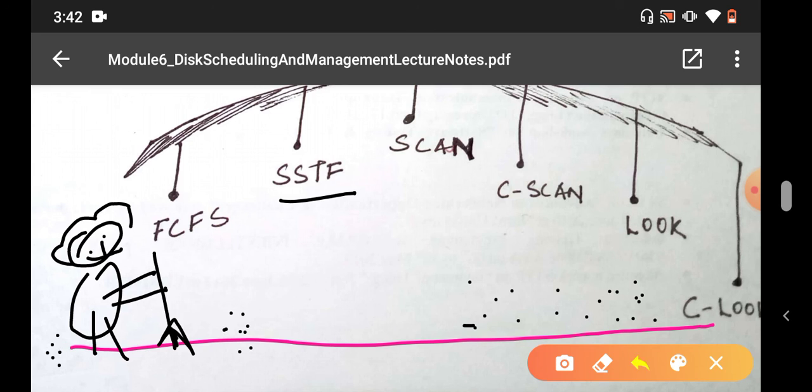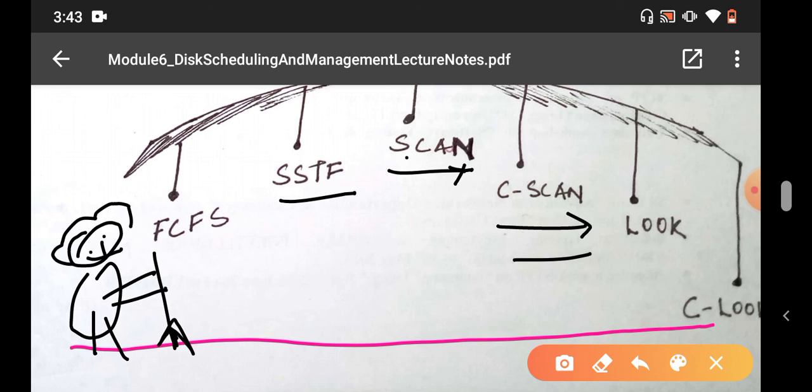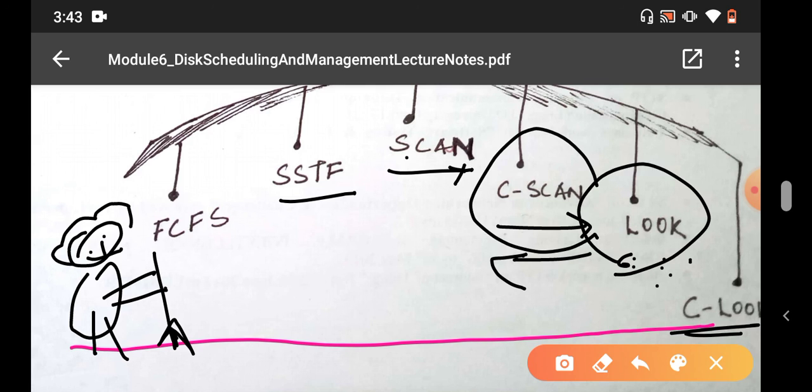Okay. Then there is the scan algorithm. Scan is an elevator algorithm. You understand, na? The elevator serves the requests in between, whosoever's request comes. Then C scan, serving the requests in between, is circular and works in both directions. Look will look at the nearby request and then serve. C look is the combination of both these things together.